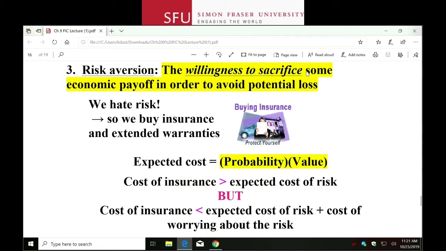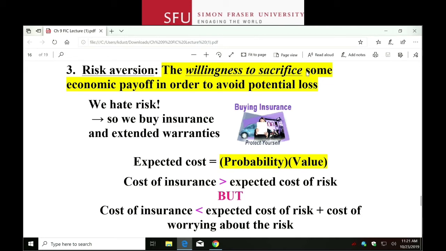Okay, now when you buy insurance, what you pay for the insurance is always going to be more than that because they need to make a profit. So they have to charge you more money than is your actual expected cost. So why do we buy insurance?